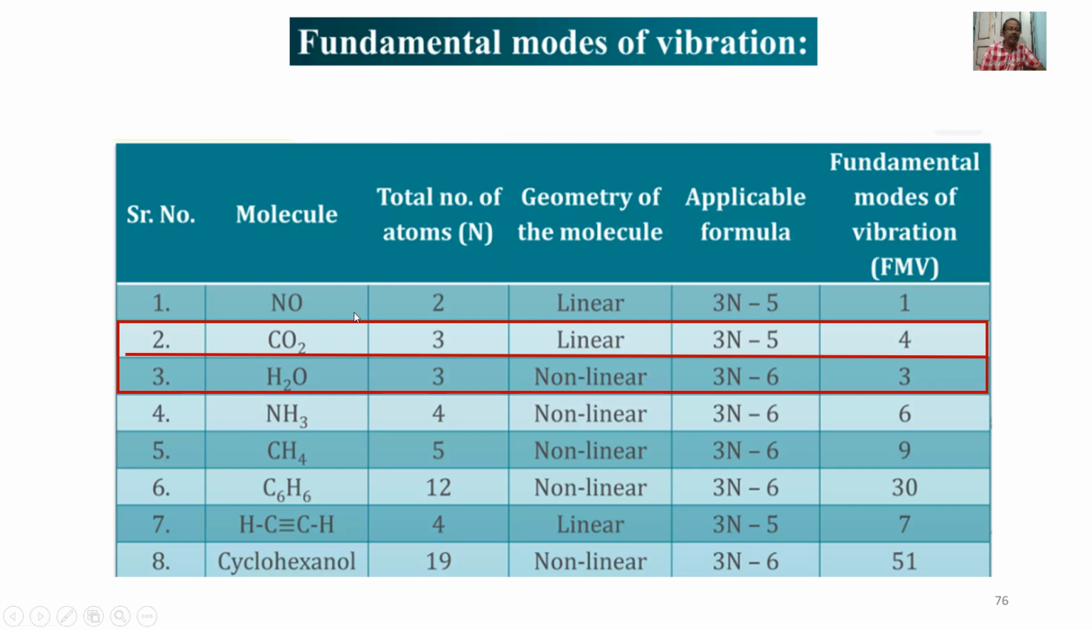And for CO2, we are going to use the same formula, 3n minus 5, because it's a linear molecule. So 3 3s are 9, 9 minus 5, that will give us 4. So 4 modes of vibration are there. And just take H2O, it's a non-linear molecule, and use the 3n minus 6 formula. Substitute n equals 3, and we will have 3 fundamental modes of vibration. So one can calculate for other molecules using this table.